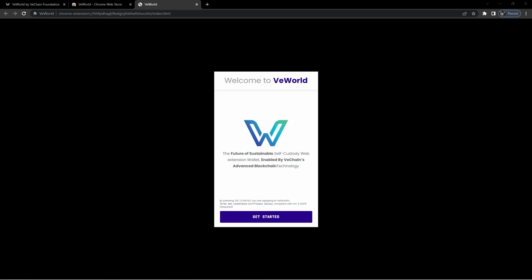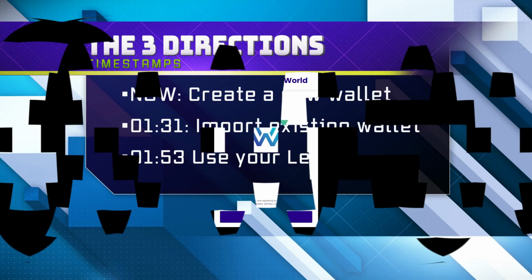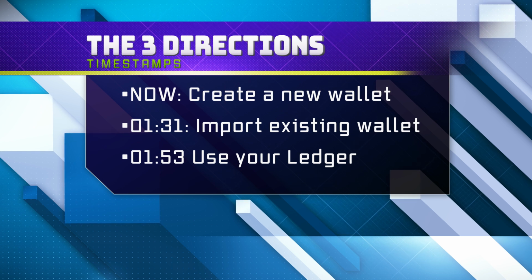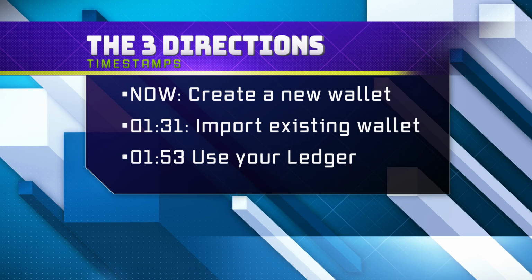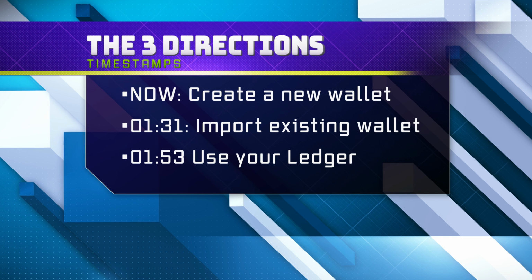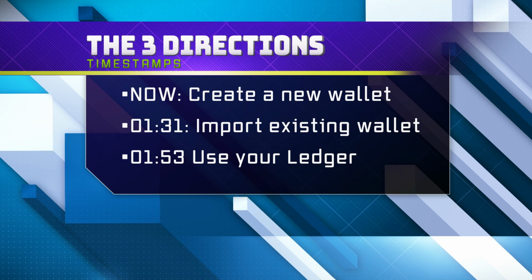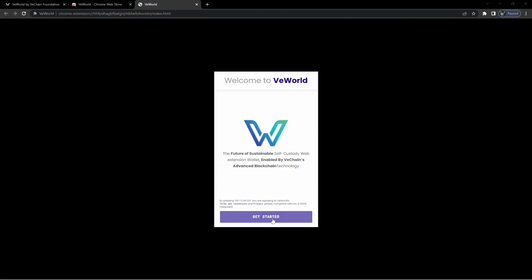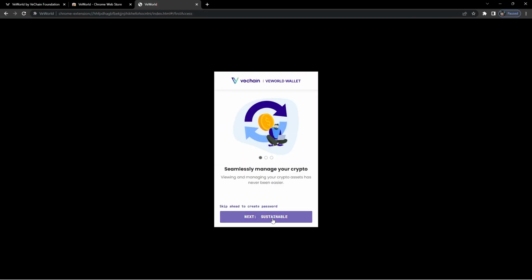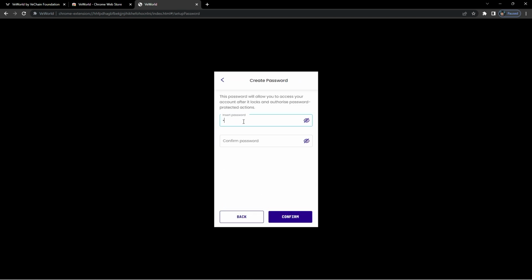Let's move through the first setup wizard before we start the next part of this tutorial. The next part will consist of three directions. We will start with creating a new wallet from scratch, but if you are looking into importing an existing wallet or using your ledger, you can skip this part by clicking on the correct chapter on the timeline. After showcasing all three directions, I will show you how to use VeWorld to interact with decentralized applications, or dApps in short. Now choose your wallet password carefully and hit confirm when you are ready for the next step.